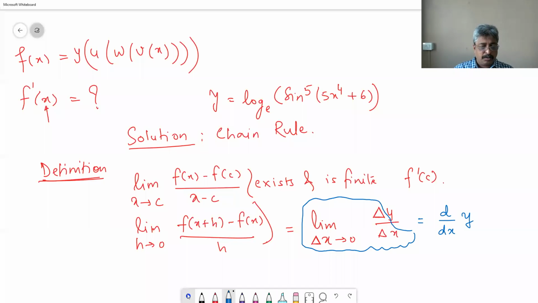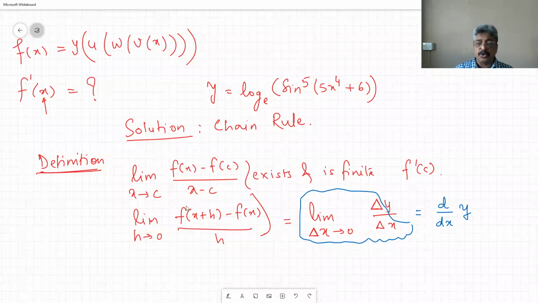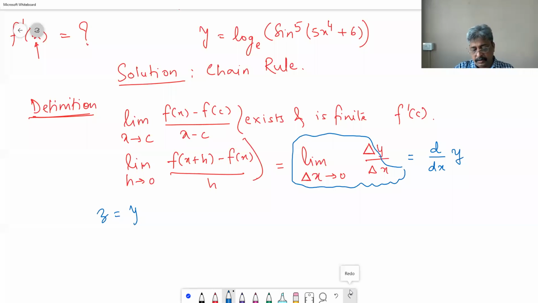So now suppose I write a composition function, say z is equal to y of, how do I write it, g o f of z.